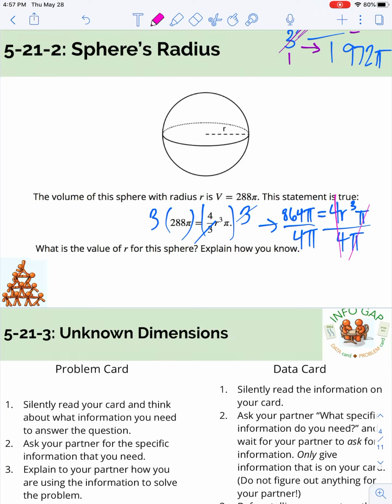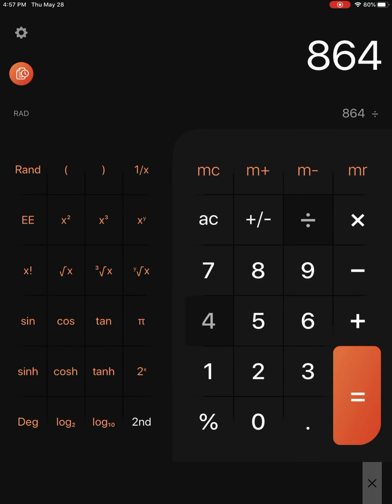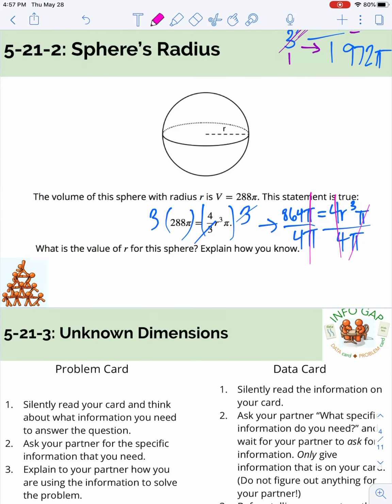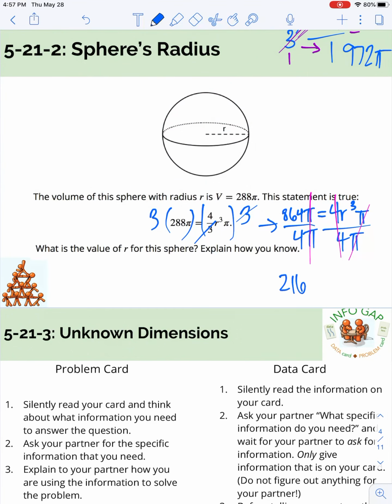The 4's go away, the pi's go away. And then you're just left with 864 divided by 4, which is 216. Now I got it. So 216 is r cubed.